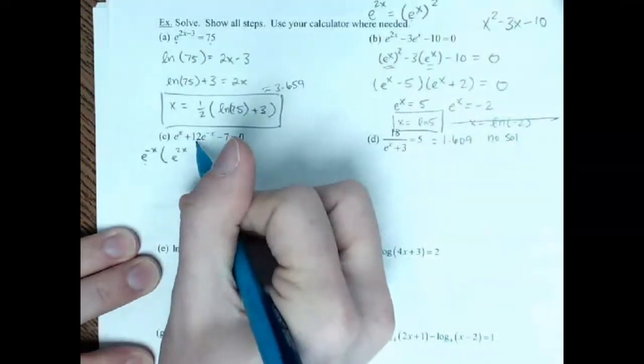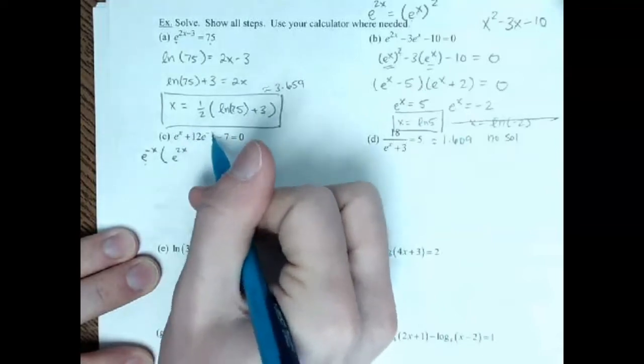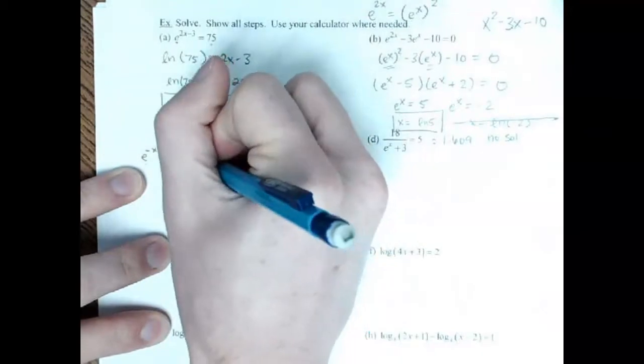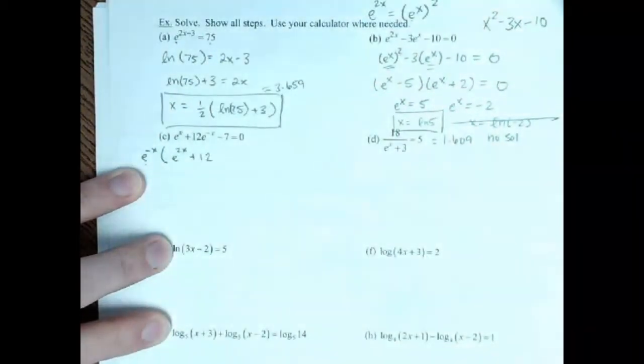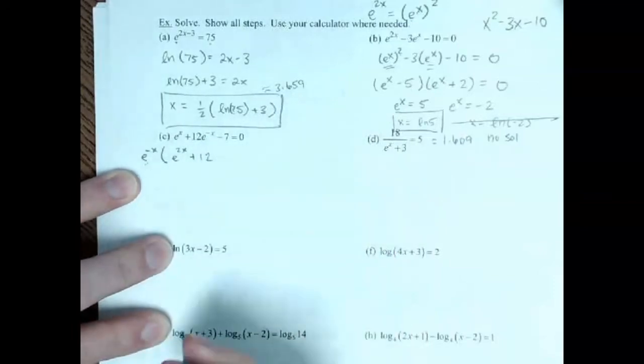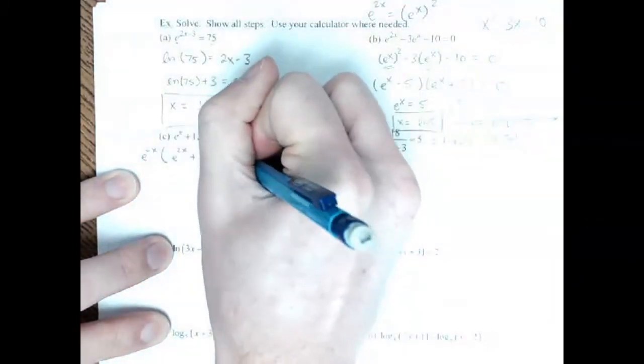And then here, if I had plus 12 e to the negative x, if I factored out, if I divided it by e to the negative x, that would just give you the plus 12. And then here, if I had negative 7, and if I divided it by e to the negative x, I'd have minus 7 e to the x.